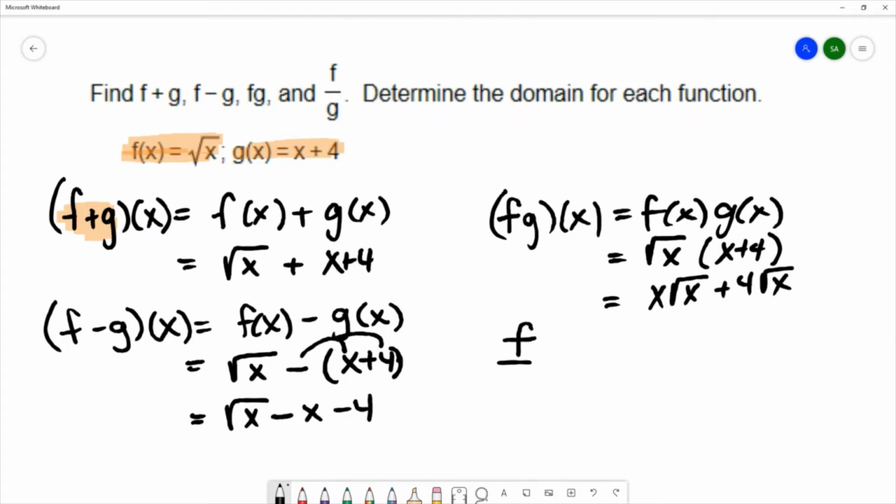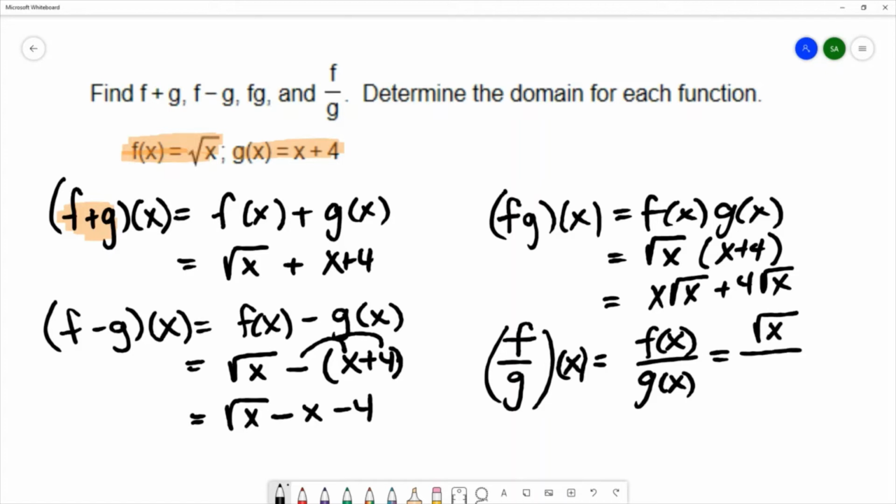Then we'll look at f over g, f divided by g. That's f of x divided by g of x. f of x in the numerator and g of x in the denominator. And there's not really any simplifying that we can do there either. So we've found f plus g, f minus g, f times g, and f over g. Now we want to find the domain for each one of these functions that we've constructed.